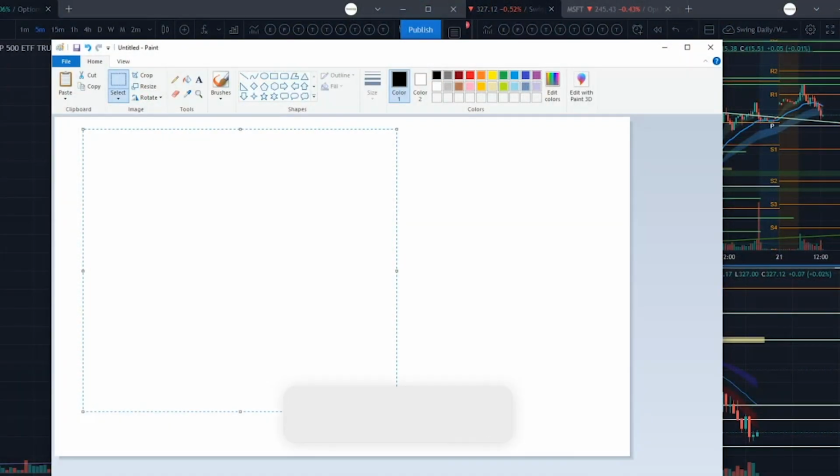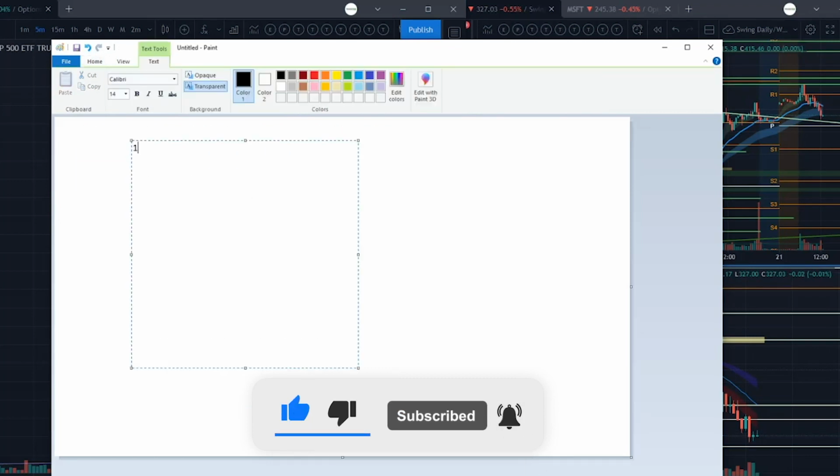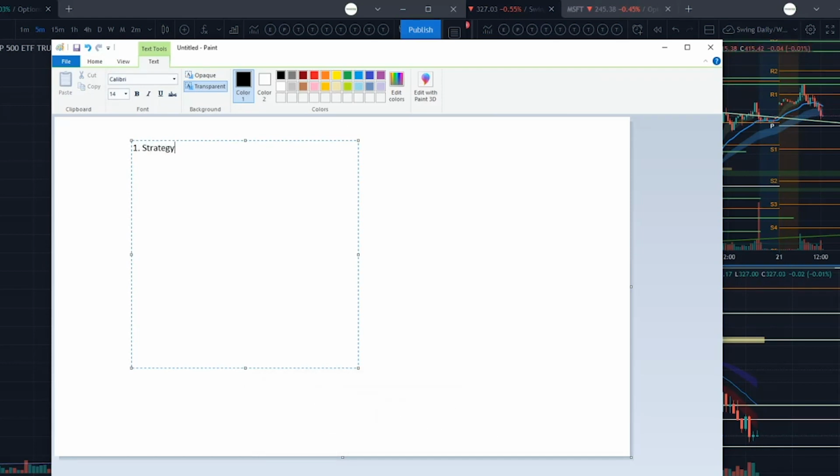Now, first things first, I'm going to talk about my strategy, obviously, slash trading style. Number two, I'm going to be talking about what tools I use, which are like indicators, right? Tools, indicators, interchangeable for me. What platform I use.